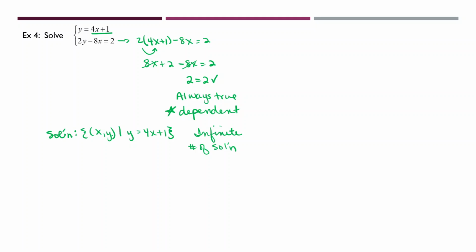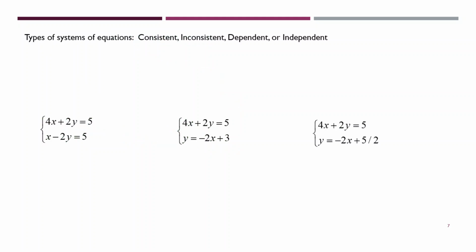However, y can only become what x tells it to. So in the long run, y is going to also be all reals, but they have to relate to each other correctly. So we can say there's an infinite number of points, and then the set would look like this. Okay? So how do we know if they are consistent, inconsistent, dependent, or independent?